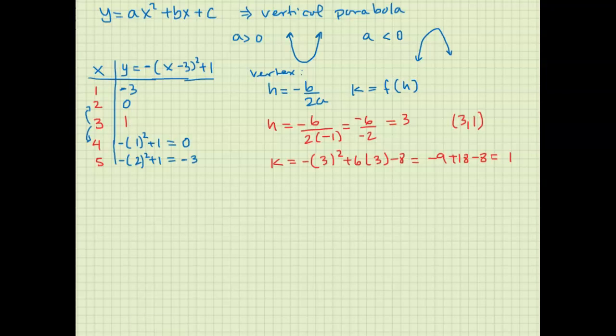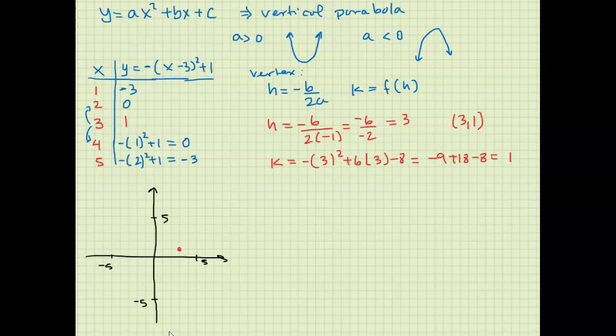So we're going to draw the axes. Put some tick marks here. 5, negative 5, 5, negative 5. So we have our vertex at 3 and 1.